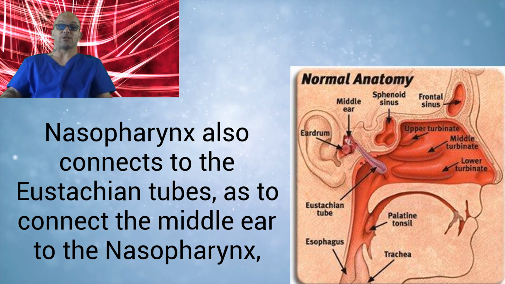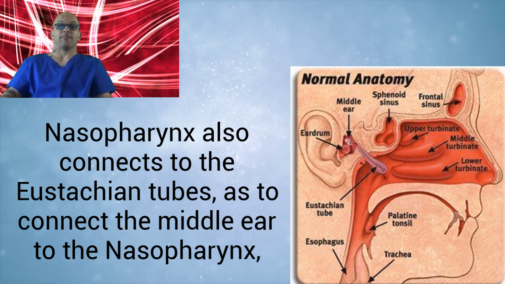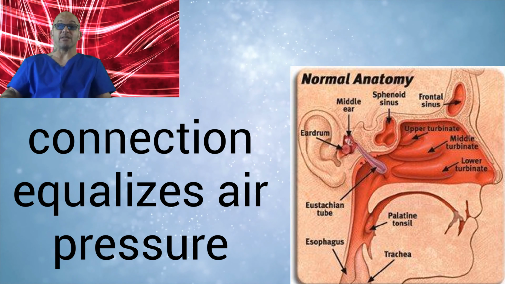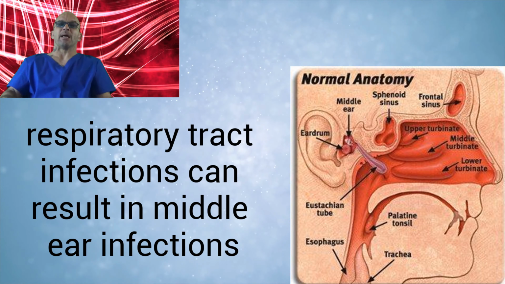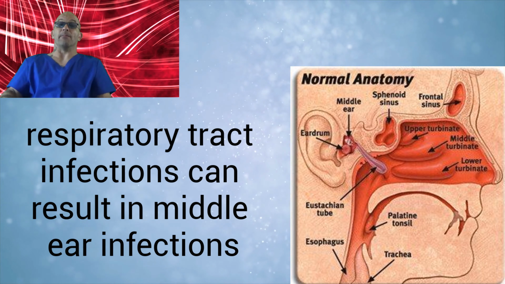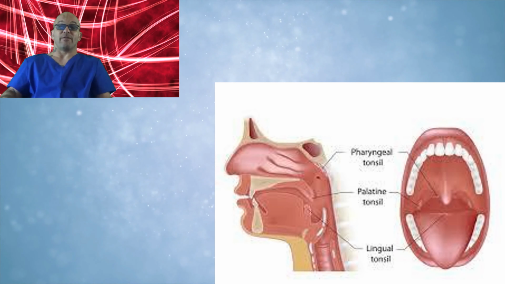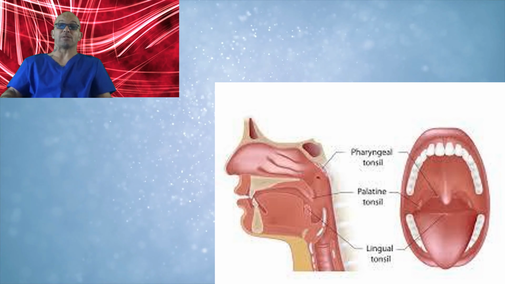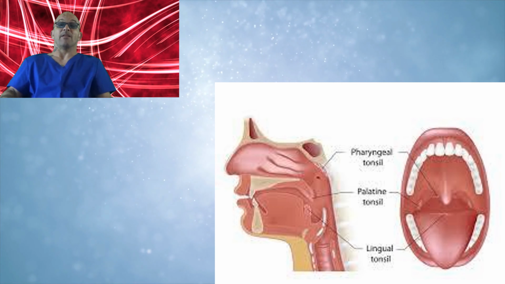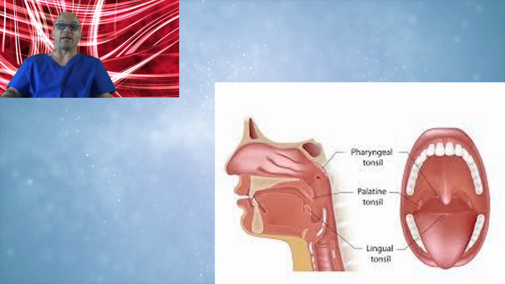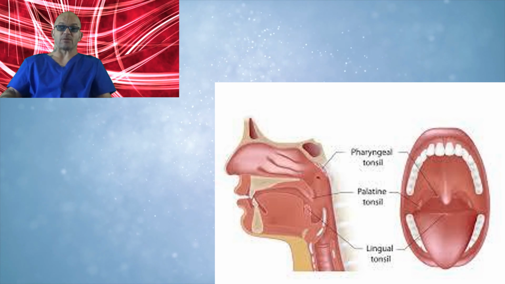It is important to note the nasopharynx also connects to the eustachian tubes, which connect the middle ear to the nasopharynx. This connection equalizes air pressure, and this is also why respiratory tract infections can result in middle ear infections. The pharynx also contains tonsils. This lymphatic tissue helps with defensive mechanisms. The pharyngeal tonsils are located in the nasopharynx, and the oropharynx contains the palatine tonsils.